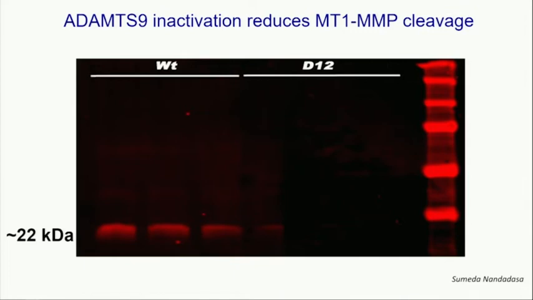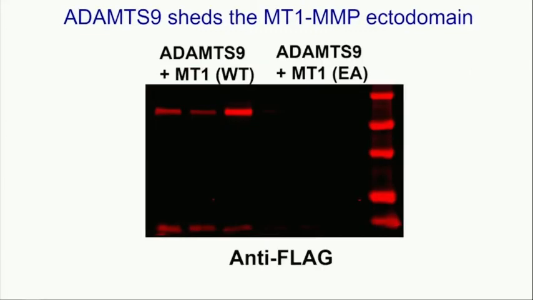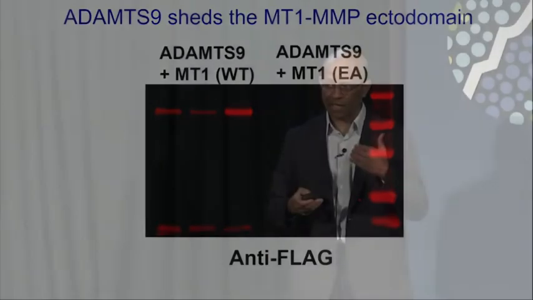So to validate this, we looked at the proteolytic shedding of this protease from wild-type cells, where you see the expected fragment here, whereas the mutant cells make undetectable or very low amounts of the shed form of this protease. In addition, if you overexpress ADAMTS9 with MT1-MMP, you get shedding not just of that 22 kilodalton band I showed you earlier, but also of the entire ectodomain. So ADAMTS9 is secreted, binds to the cell surface, and has a major role in shedding the entire MT1-MMP ectodomain.